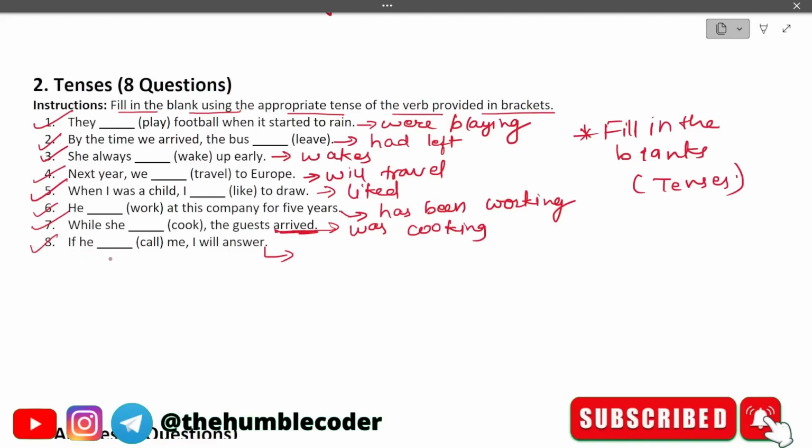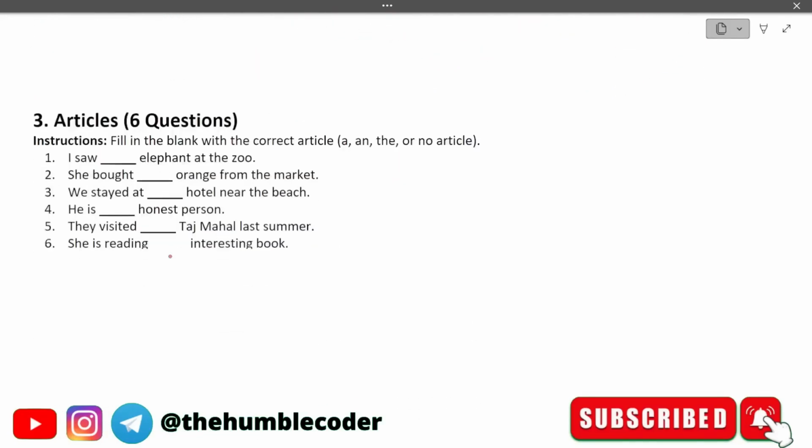8th question, if he dash me, I will answer, and the word is call. So the correct answer will be, if he calls me, and this is about future tense. So if he calls me, I will answer. Basically the correct answer will be calls, because me was already there in the sentence. So hope you have understood these types of questions also.